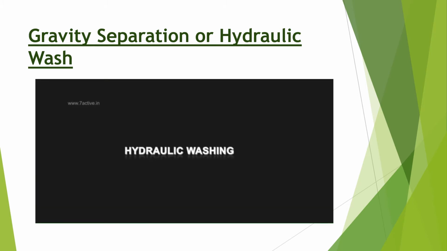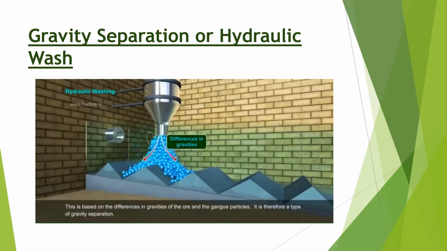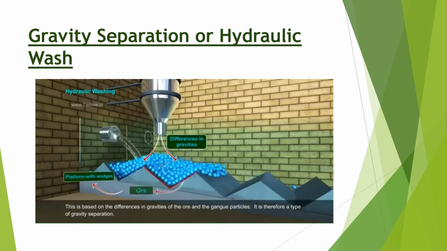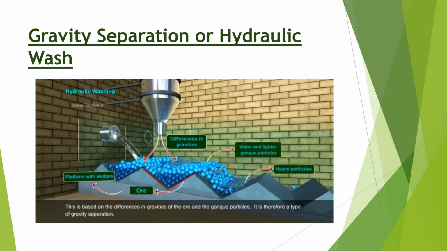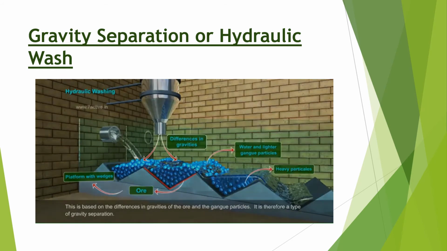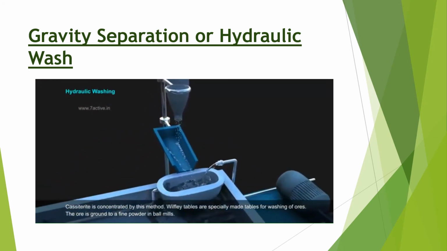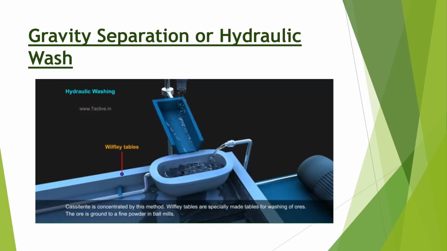Hydraulic washing. This is based on the differences in gravities of the ore and the gangue particles. It is therefore a type of gravity separation. Cassiterite is concentrated by this method. Wilfley tables are specially made tables for washing of ores.